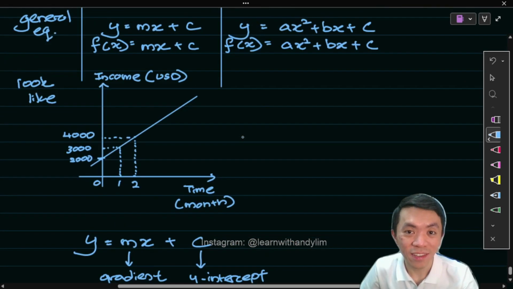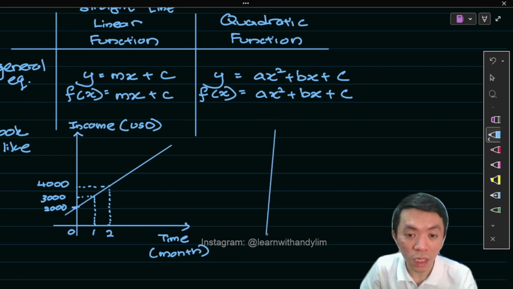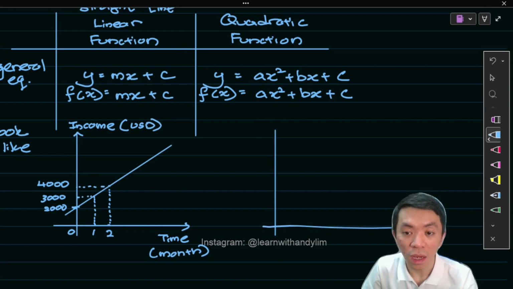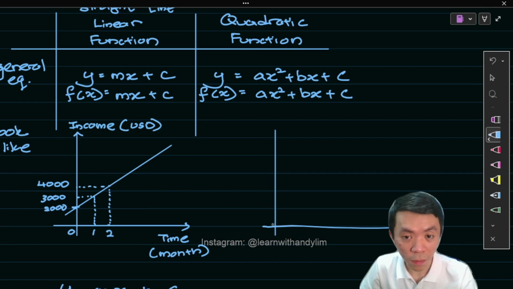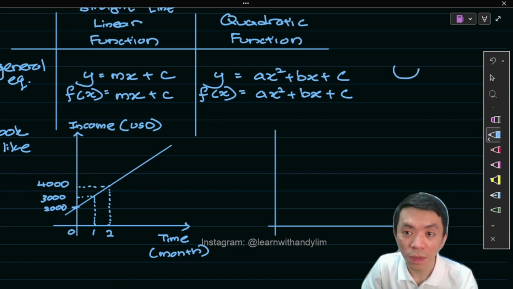So let's move on with the quadratic function. For quadratic function, it will not look like a straight line. It can be a U shape or it can be an N shape. U shape or N shape. Let me give you one simple example.